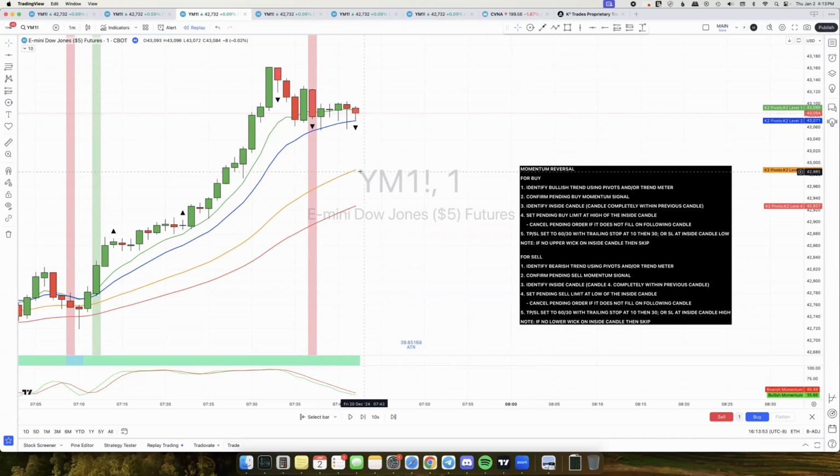Again, we'll go over step one. Step one, we're in a bullish trend. Step two, we have a pending momentum. Step three, we have an inside candle right here. Once you have steps 1 through 3 confirmed, you can go to step 4.